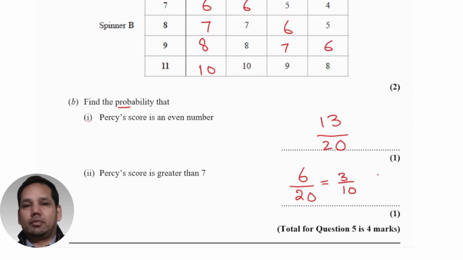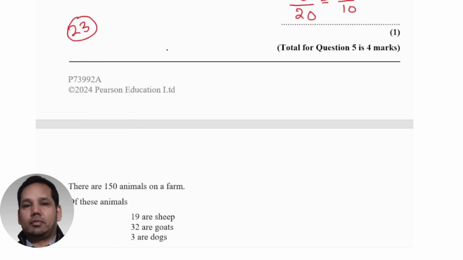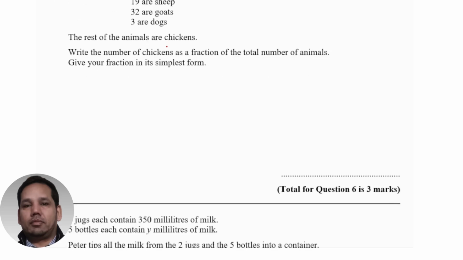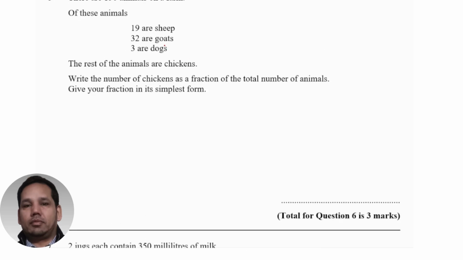So this is question number 5. If you're done up to question number 5, you can easily achieve 23 marks up to here. Okay, let's move on to question number 6. Question number 6 is a 3-mark question. Let's see how we're going to do this one.